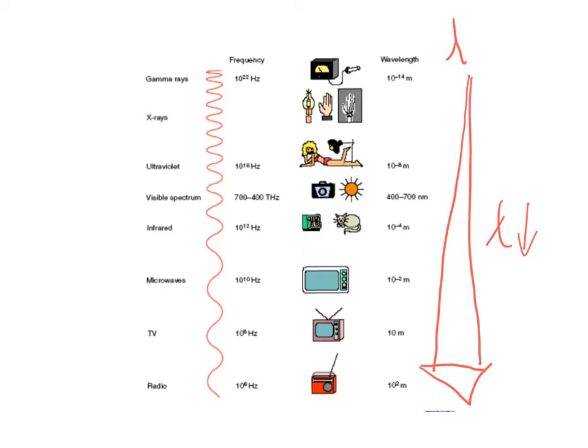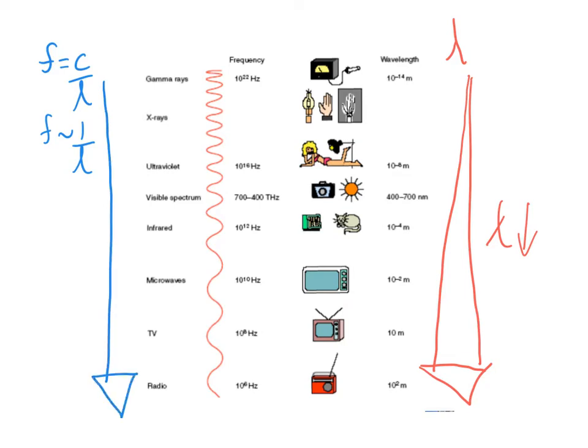So if we look at frequency, now remember frequency is going to equal c over lambda. So frequency is inversely proportional to lambda. Then gamma rays have an extremely high frequency, and then as we move down, the frequency decreases until radio waves, which have a very, very low frequency. So going from gamma rays down to radio waves, the frequency decreases.